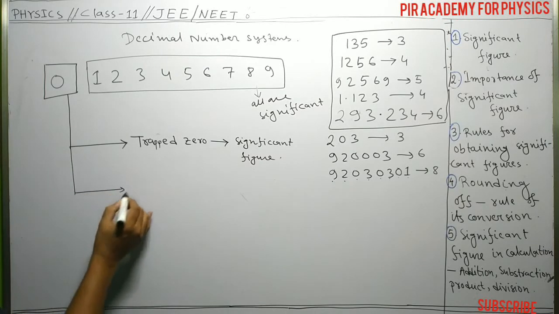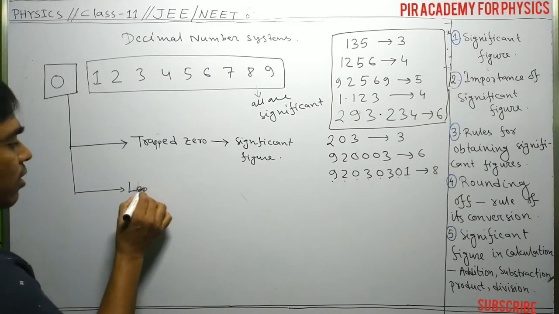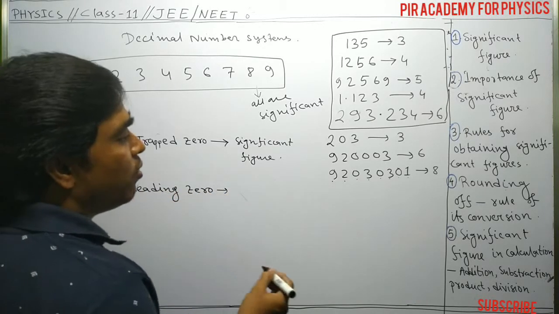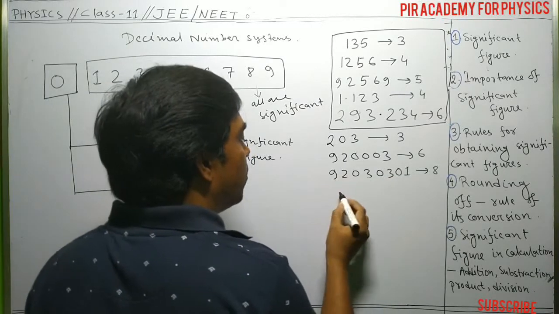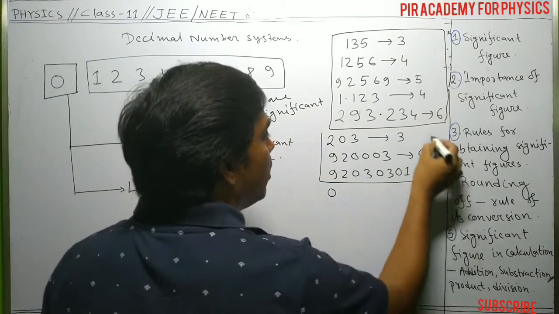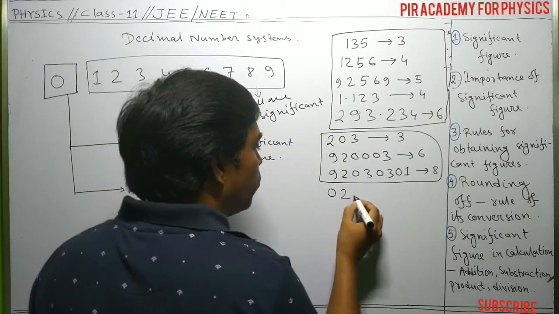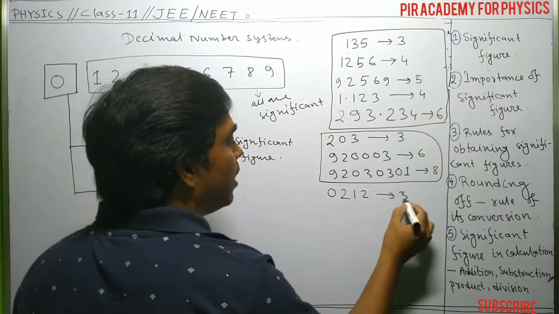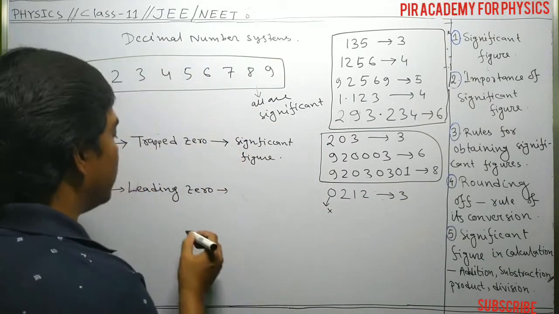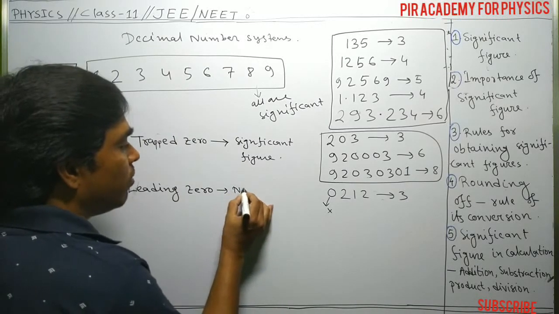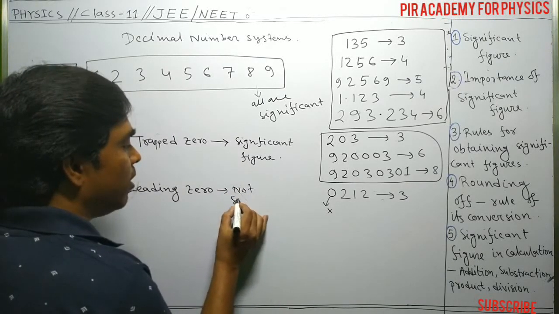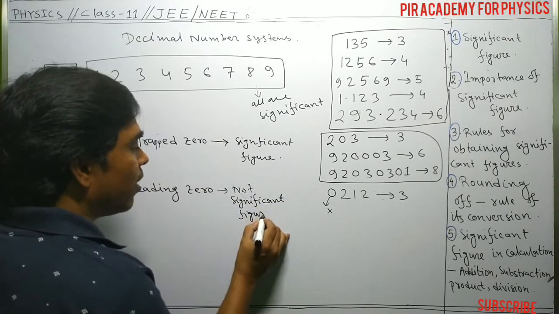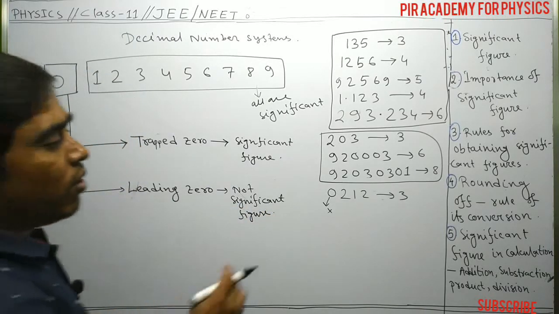And leading zeros. What are leading zeros? A leading zero means a zero before the number. That is one type. Then 0, 2, 1, 2. That means the number of significant figures will be 3. This 0 is not a significant figure. That means a leading zero is not a significant figure.